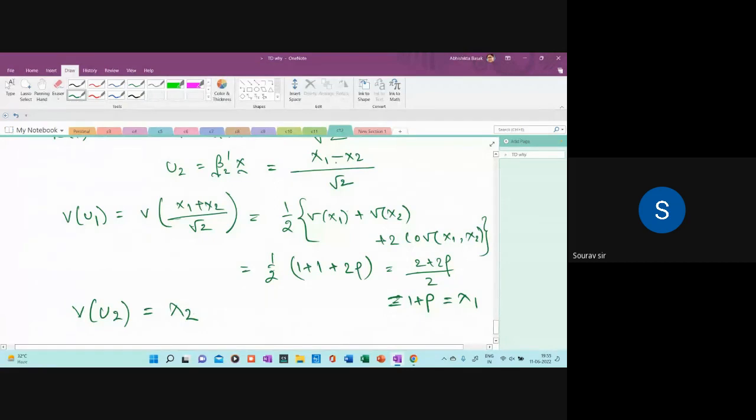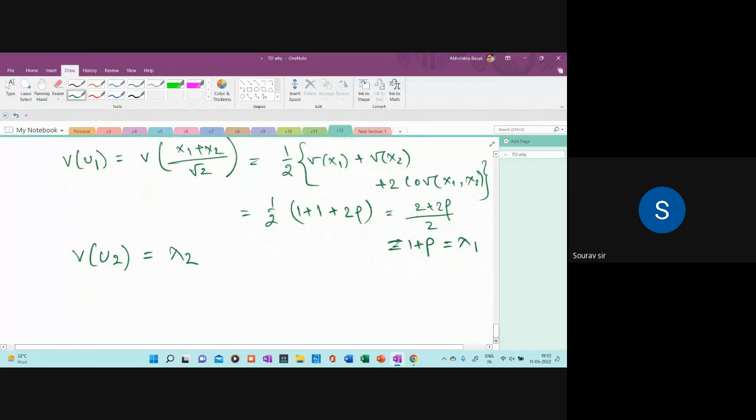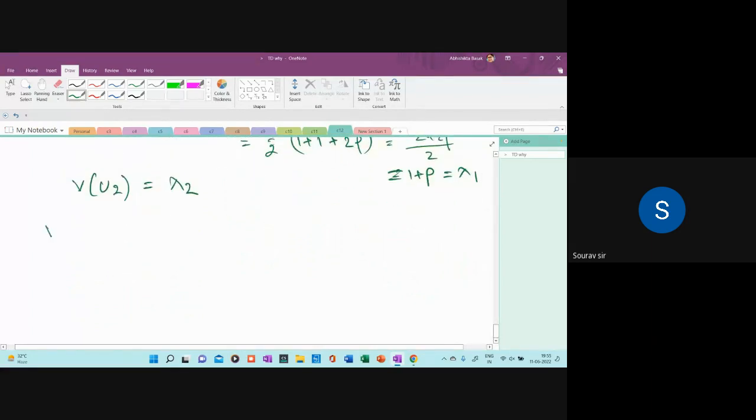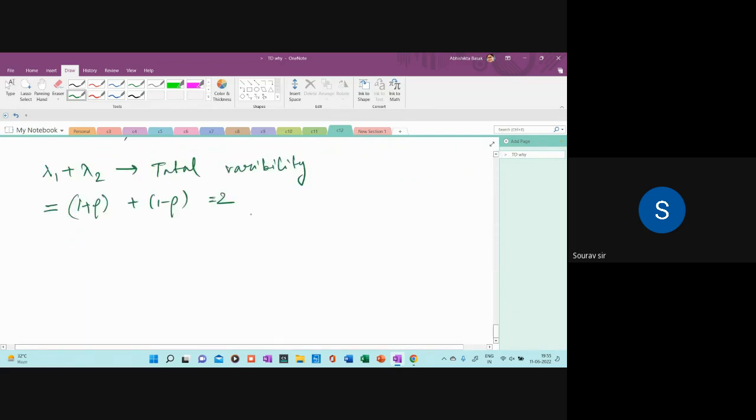In this way we can find out the principal components. So how much variability is it taking care of? Total variability is lambda 1 plus lambda 2. Let me add them: 1 plus rho plus 1 minus rho, that is equal to 2. So the proportion of variability explained by u1 is 1 plus rho by 2, and the proportion of variability explained by u2 will be 1 minus rho by 2.